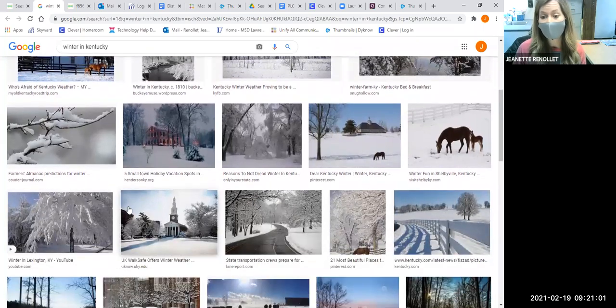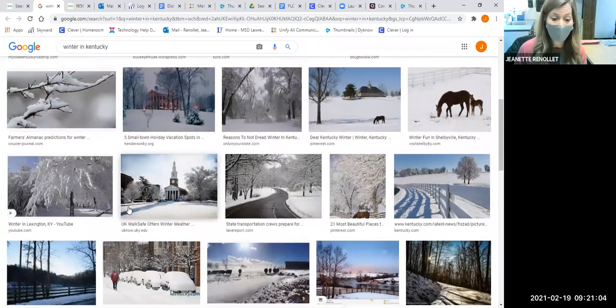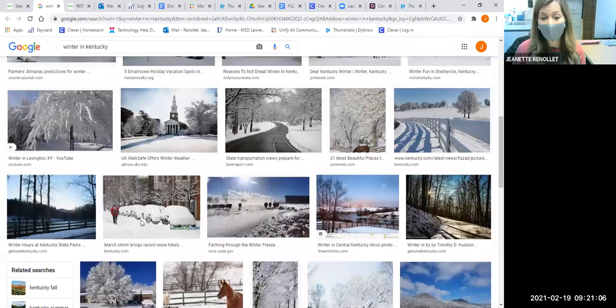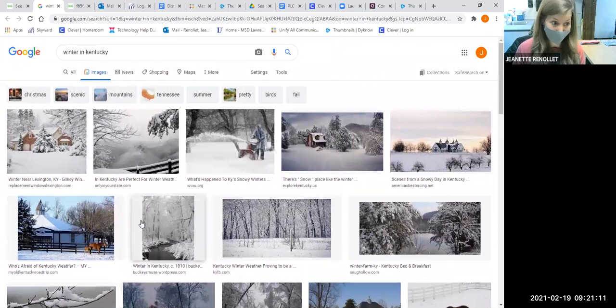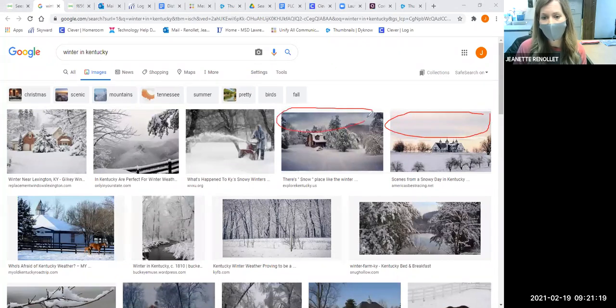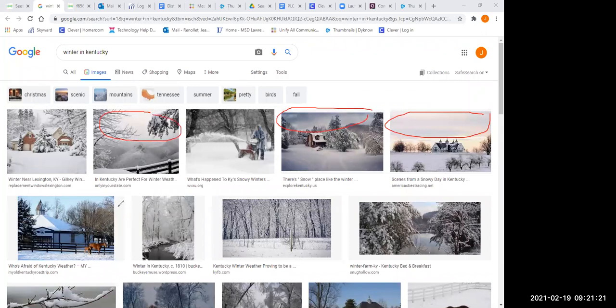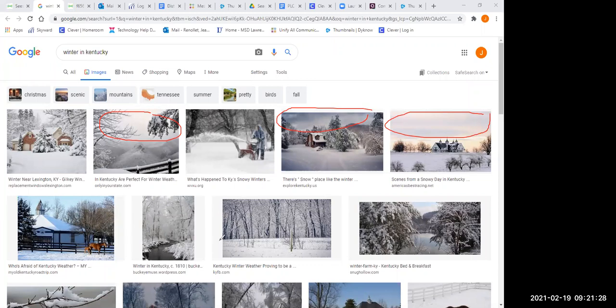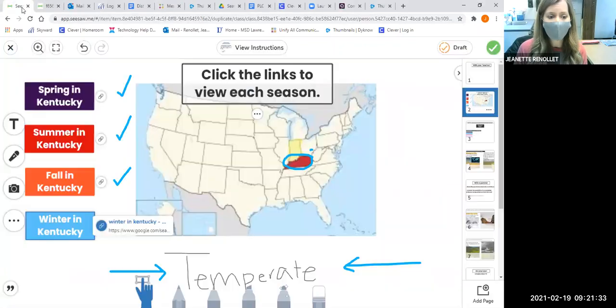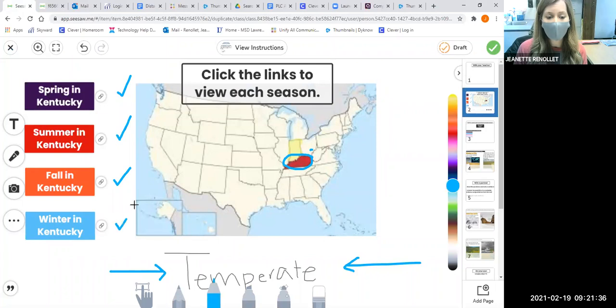So Kentucky is right next to Indiana. I'm seeing that they get lots of snow in the winter. I notice the sky is gray. There's not as much sunshine in the sky, lots of clouds. Sometimes we have sunny days, but in our temperate climate, we have a lot of cloudy days. We have now explored all 4 seasons in a temperate region.